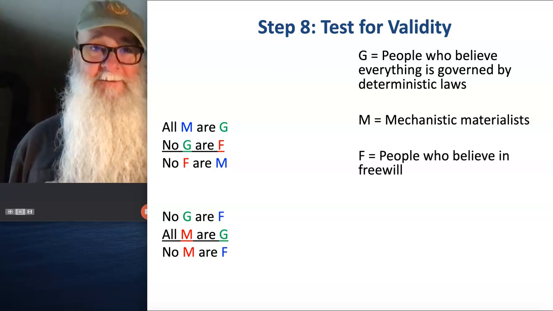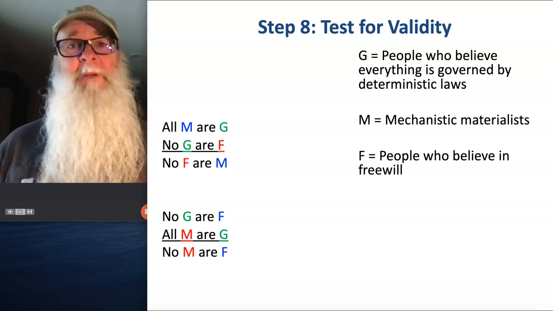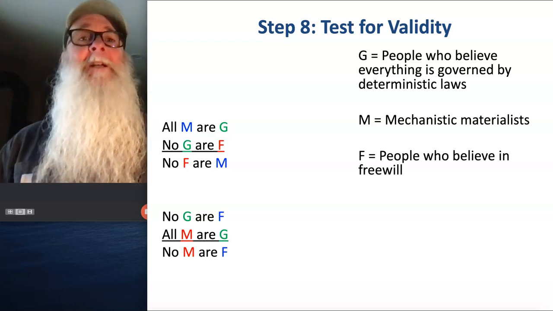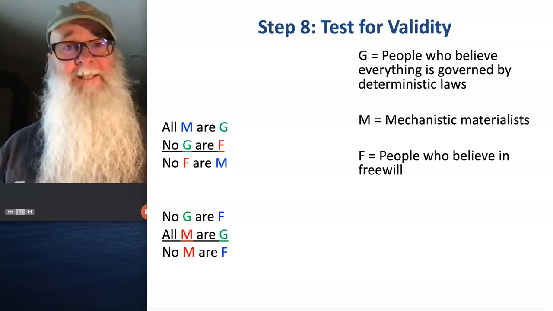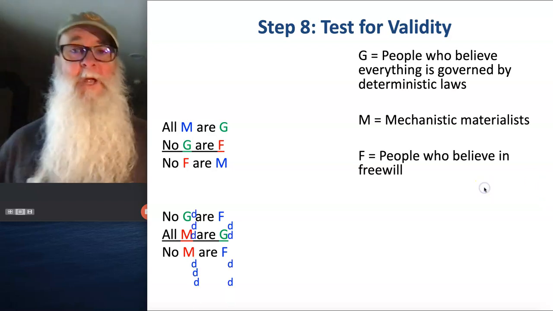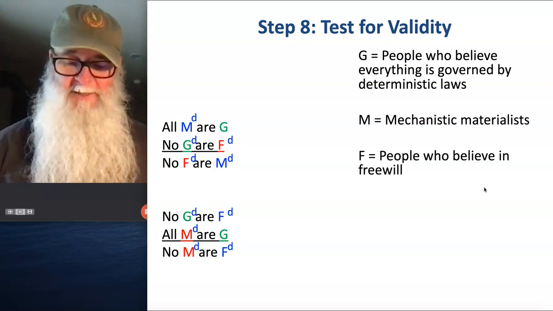We have arrived. We have taken our original enthymeme, and after all that hard work, we've expressed it now as two standard form categorical syllogisms, and now we can test these syllogisms for validity. When we apply the 5 rules of syllogisms to these two arguments, we're going to see a couple of things.